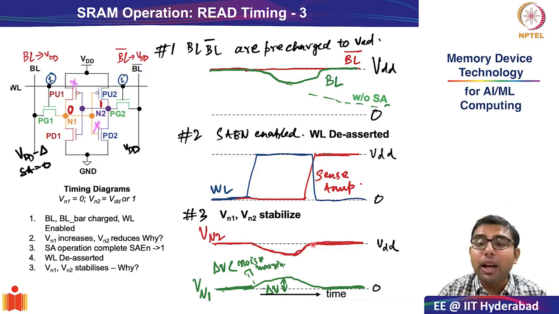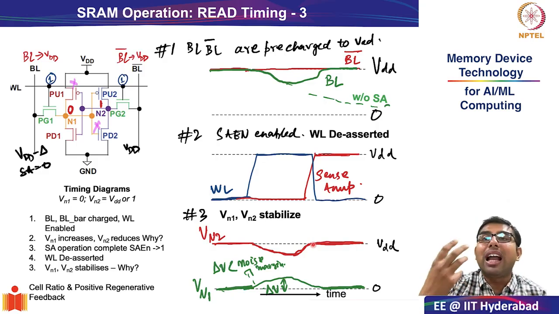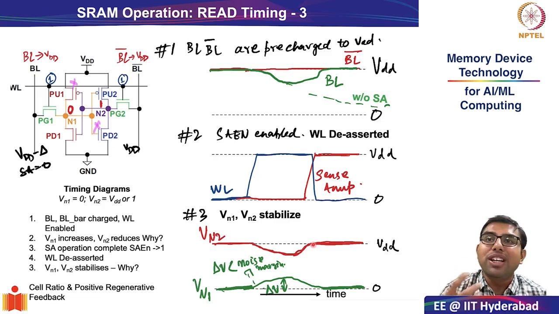A good question to ask at this point would be, why do Vn1 and Vn2 stabilize? I hope you can answer from your previous understanding that this is due to two factors. First is, you are not allowing delta V to go beyond the noise margin. This was facilitated by intelligent design through transistor sizing in the cell ratio. Remember what the cell ratio was?